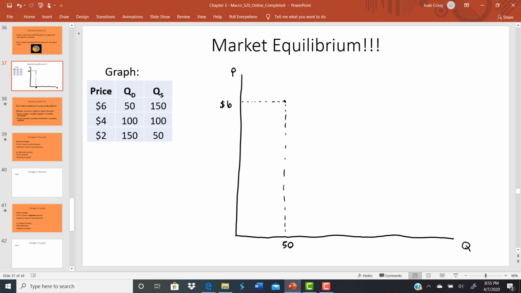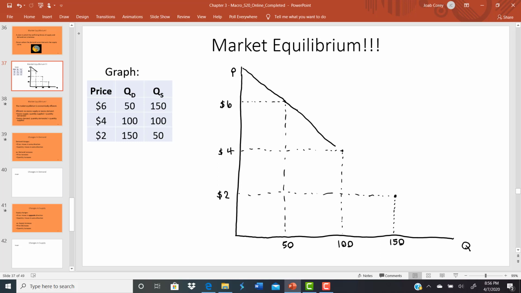We also know at a price of $4, people are willing to buy 100 units at that price. And at a price of $2, people are willing to buy 150 units at that particular price. So true to the law of demand, as the price goes down, people are willing to buy more, or again, at higher prices, people want to buy less. That's not an unusual result. That's how the law of demand works.